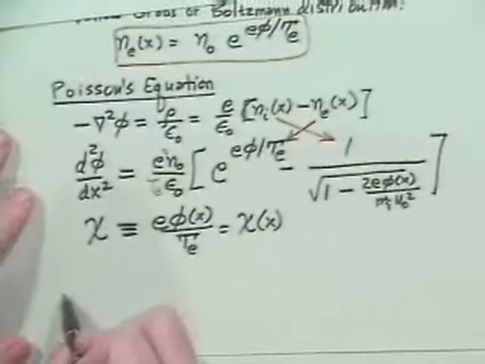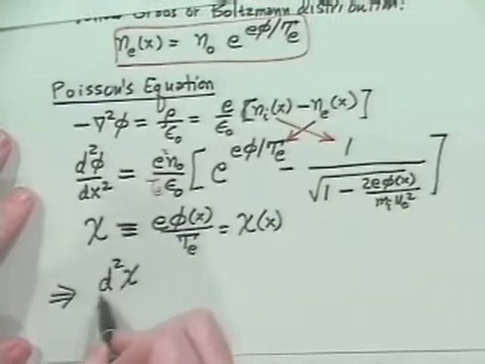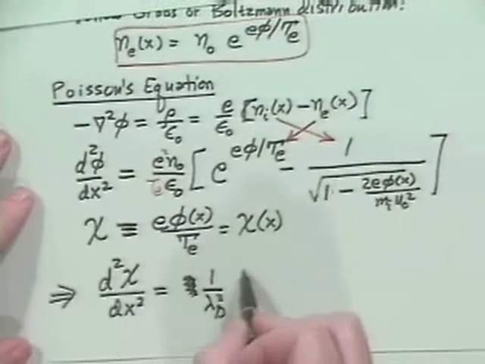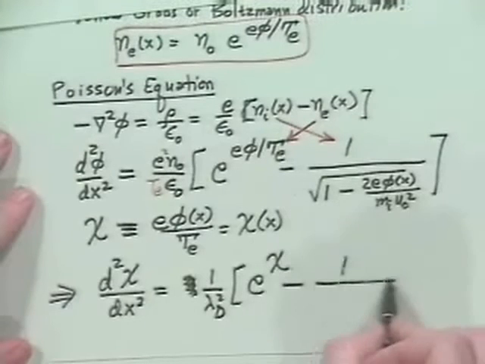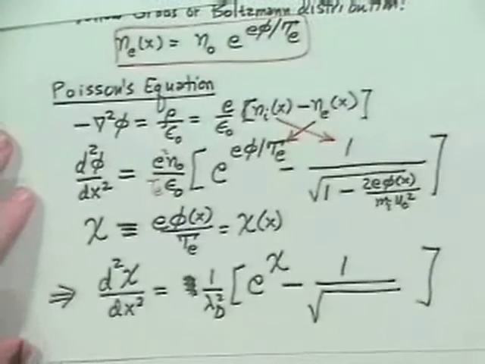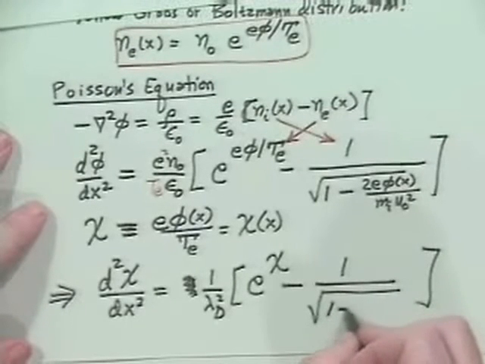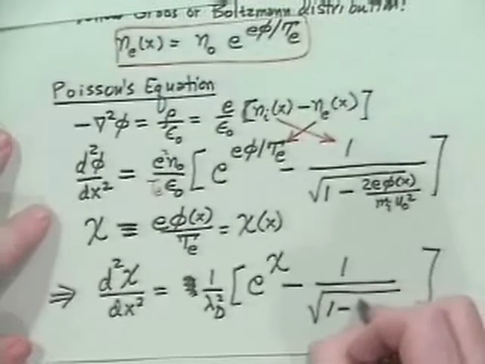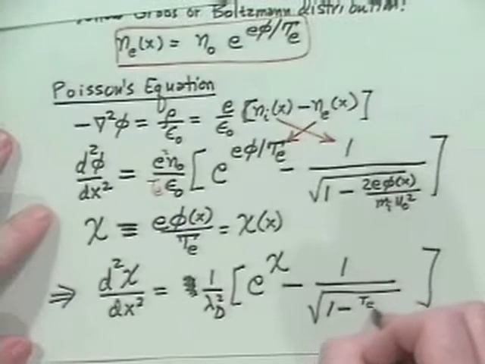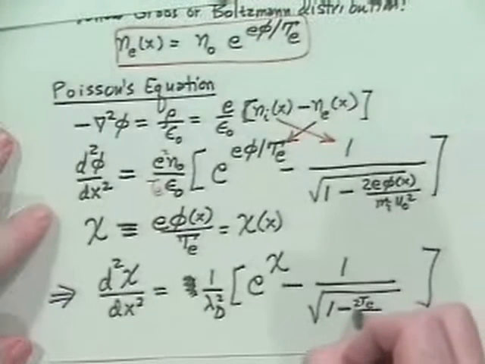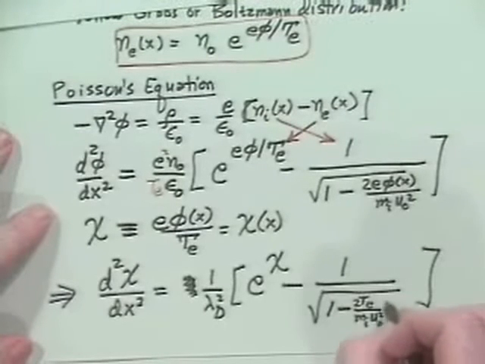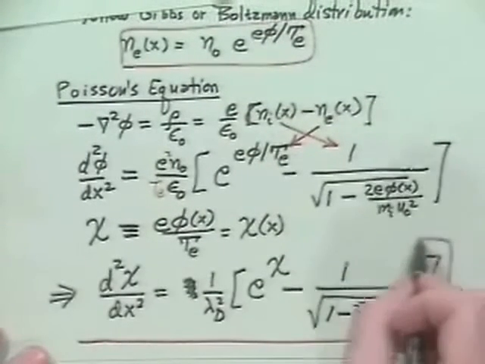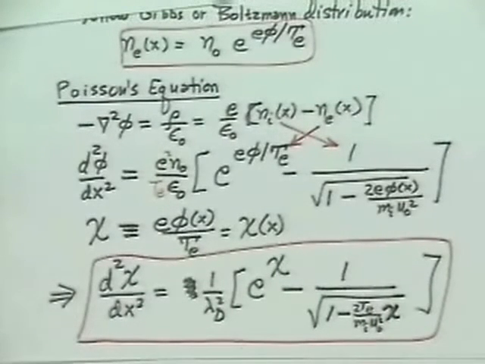So what that means is that we can therefore write our equation as d squared chi by dx squared is equal to 1 over lambda Debye squared times e to the chi minus 1 over the square root of 1 minus, and e phi, now I need a TI, and so we can write this as 2TE, sorry, over mi u naught squared times chi. So that's the equation that governs the potential.